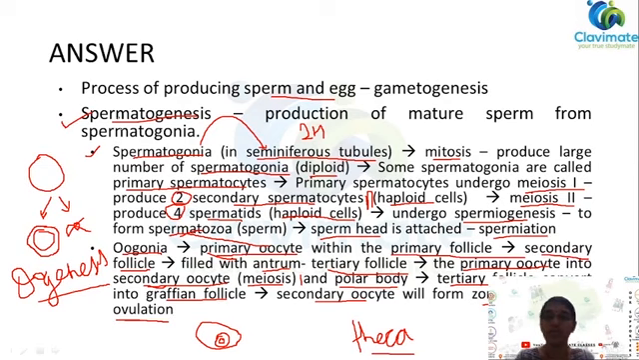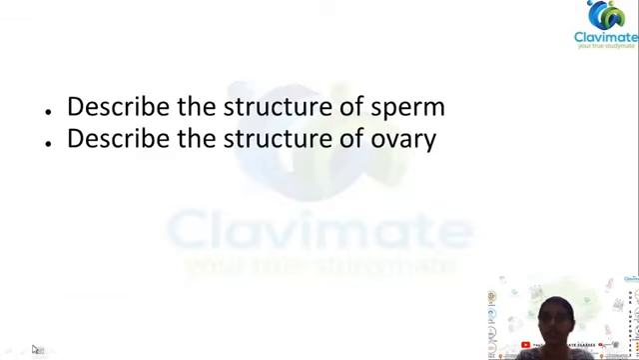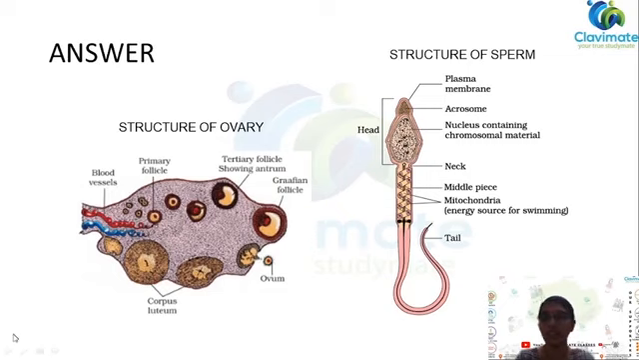So this is the process of spermatogenesis and oogenesis. The next question is, describe the structure of sperm and describe the structure of ovary. So there are 2 questions over here. The structure of ovary is present here. As I said before, you have to draw the blood vessels. Primary follicle, as we saw in the previous slide, and tertiary follicle, and this is antrum. And then you have this Graafian follicle.